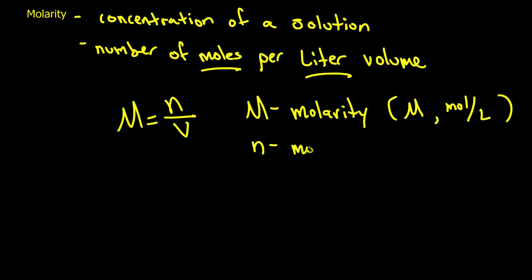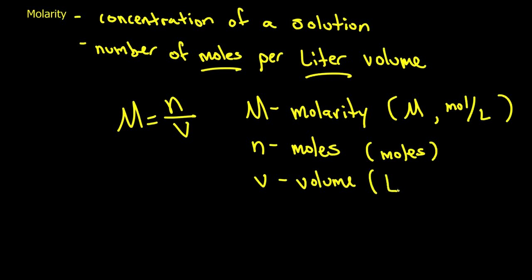N is moles. And that's measured, of course, in moles. So if you have grams, like I said, you got to do a mole conversion. V is volume. It is going to be measured in liters. So if you have milliliters, you need to convert it. But molarity is pretty simple. It's just the moles per volume.